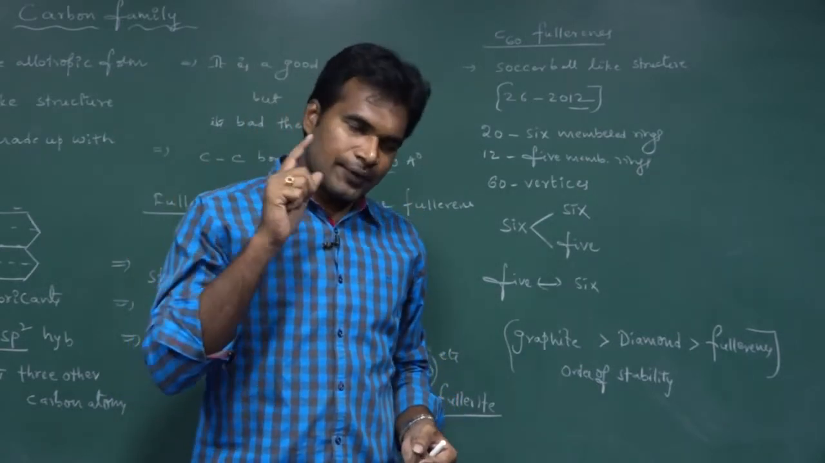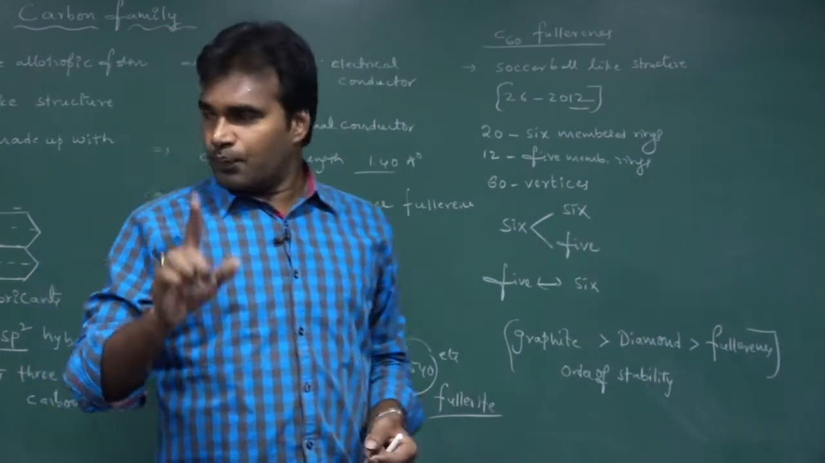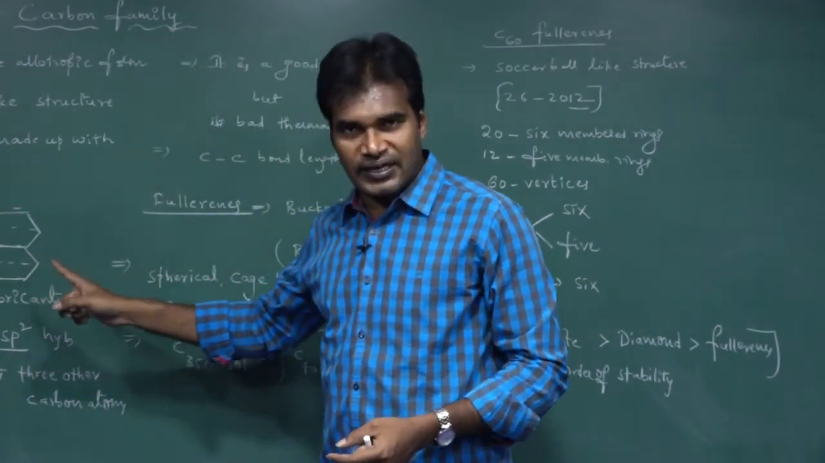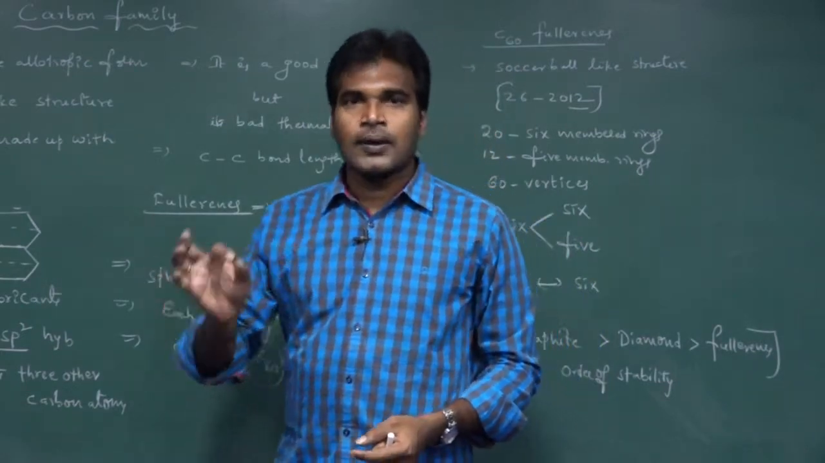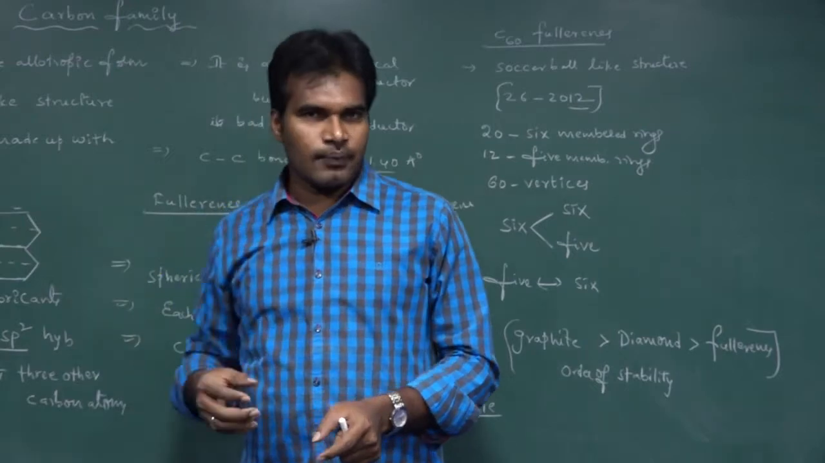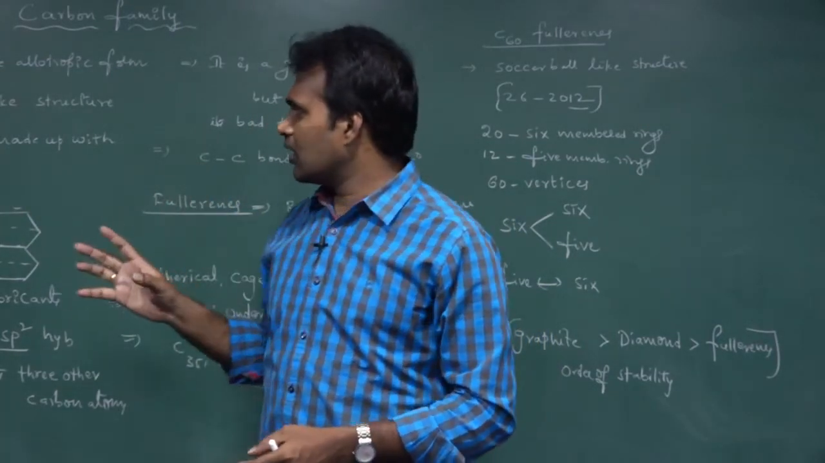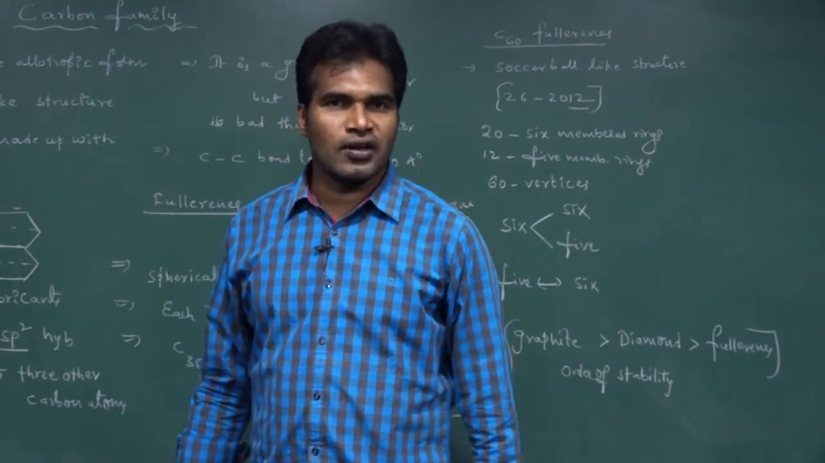Okay, so in both, and one more point you should remember, in both graphite and fullerenes, the pi electrons are delocalized from one carbon to another carbon, and that is responsible for the conduction of electricity. So this is the short story of allotropes of carbon.